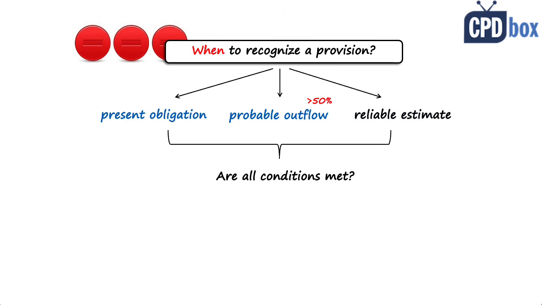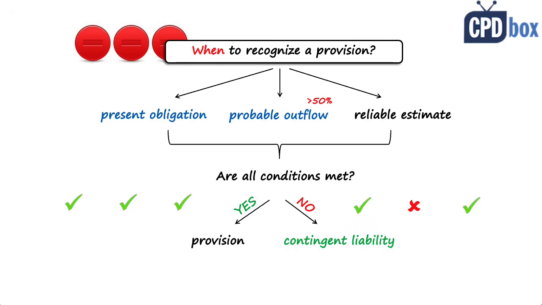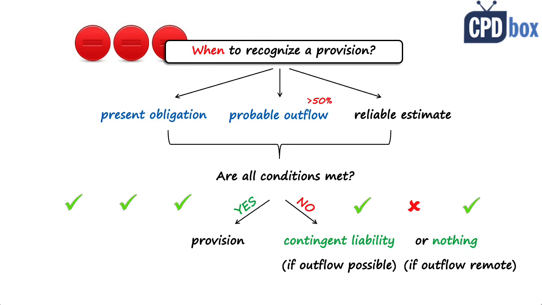So when deciding on recognition of a provision, we must assess all three conditions. If all of them are met, then the provision is recognized, and if not, or just one condition is not met, then the entity just discloses a contingent liability if the outflow is possible, or nothing if the probability of outflow of economic benefits is remote. Here, in order to decide whether to recognize a provision or to disclose a contingent liability or even to do nothing, the standard IAS 37 gives us a decision tree, and if you're interested, you can also check that out in our complex course, the IFRS Kit.